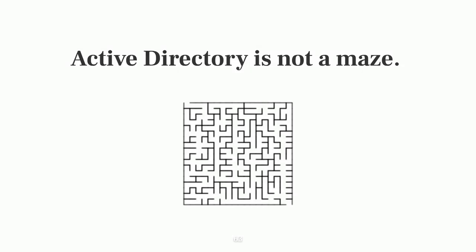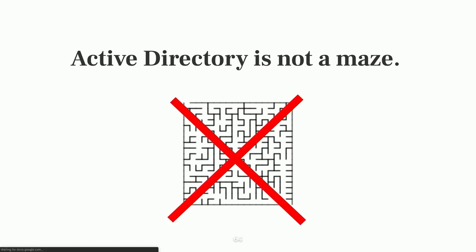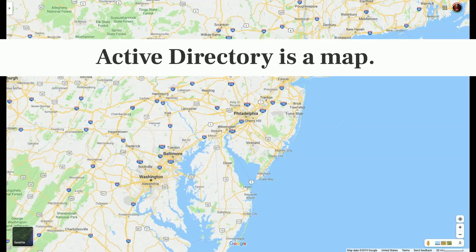So the bottom line that I want to try to drive into your mind is that Active Directory is not a maze. As a red teamer, as a pen tester, you start off with access onto one system, some kind of beachhead system. And you find your way through Active Directory until you finally get to your objective, domain admin or whatever. Don't think of Active Directory as a maze. Active Directory is a map. It is an extremely complicated map that doesn't follow the rules of two-dimensional geography.